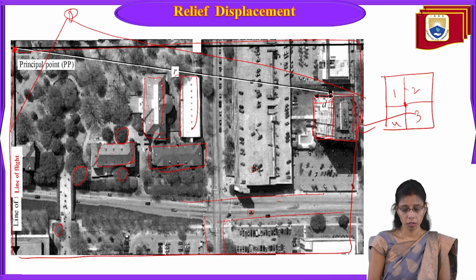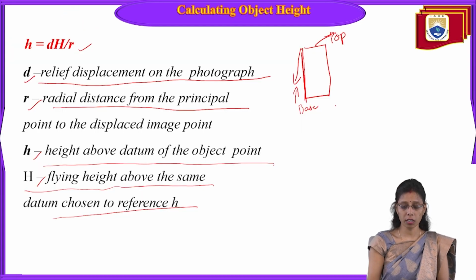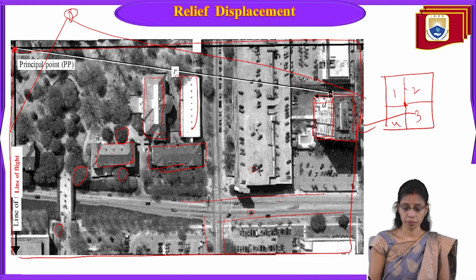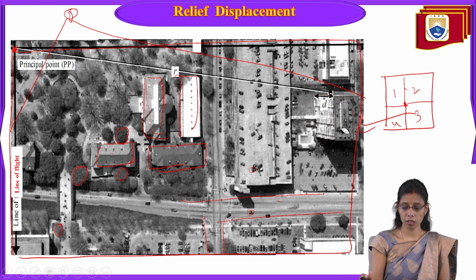Now in this photo, let us see D. As I was telling you, what is D? D is this distance, top to base. If you see here, this is the top, and this is the base. From here to here, what is the distance? If we measure from here to here, that is called D. This is the displacement we have to calculate.